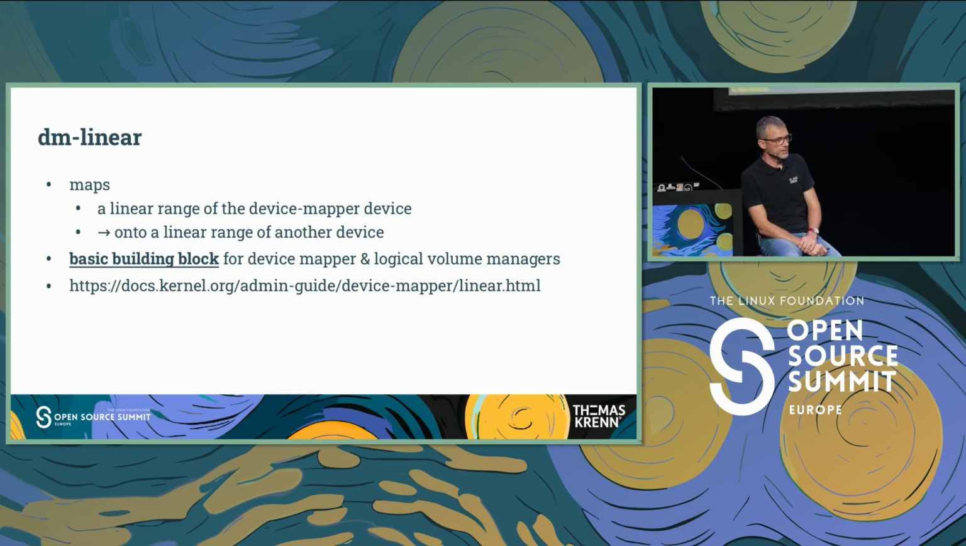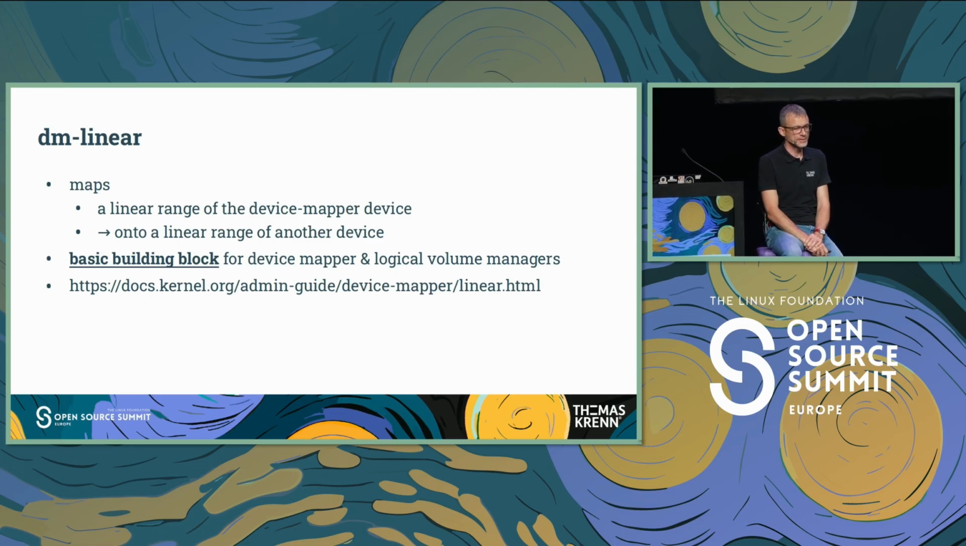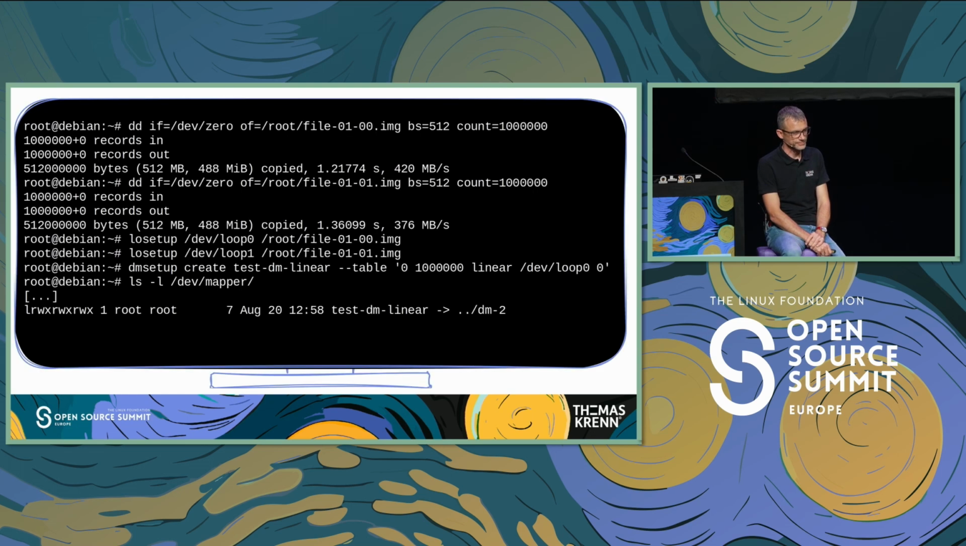So first of all, the easiest target is the dm-linear target. It maps a linear range of the device mapper device onto a linear range of another device. It is the basic building block for device mapper logical volume managers. And as for all other targets, I'll show you through the talk every time a link to the documentation where I can get further information about that.